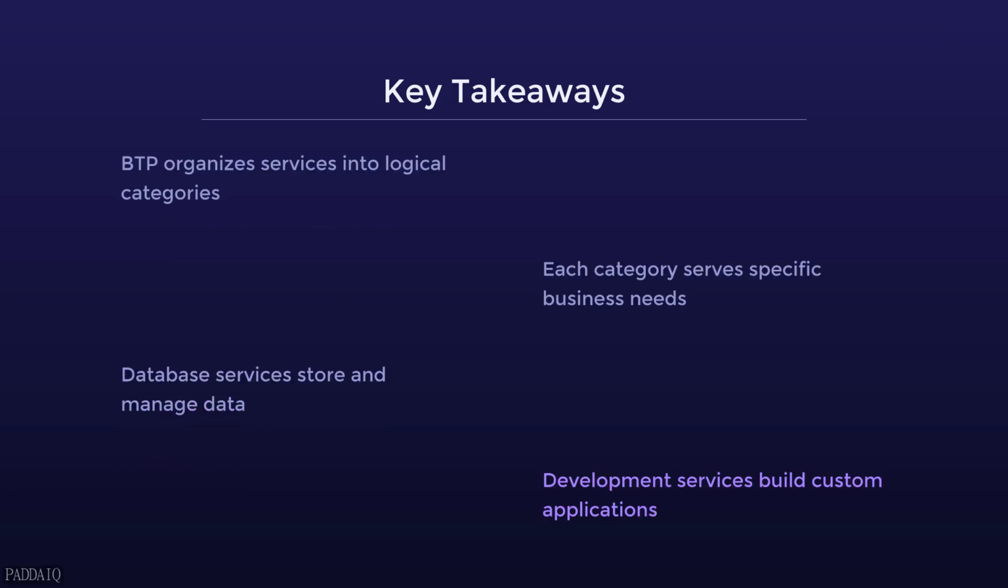Development services build custom applications. This means using BTP's tools to create software tailored to your specific business needs, not just using pre-built solutions. For instance, a company could develop a unique app to track custom sustainability metrics across its supply chain. This flexibility allows you to solve unique challenges directly.